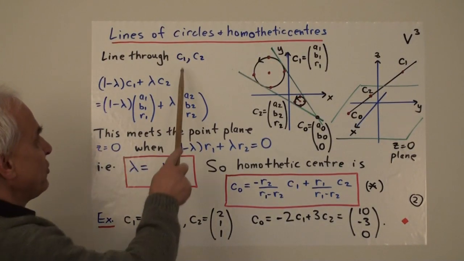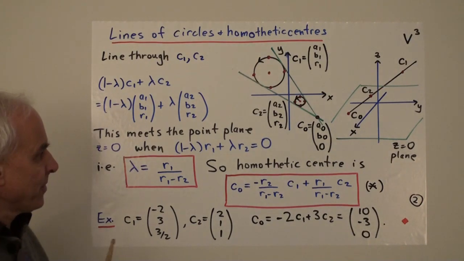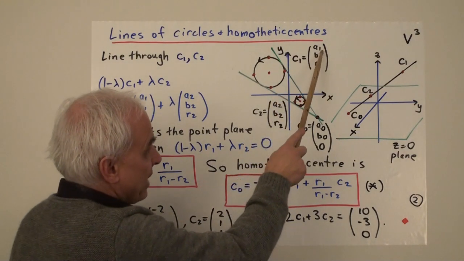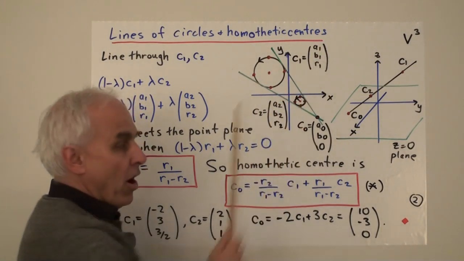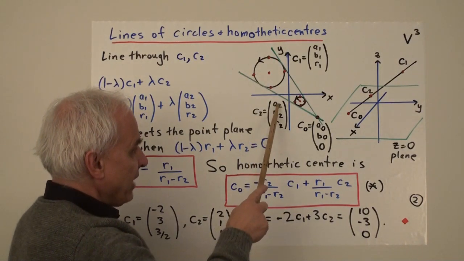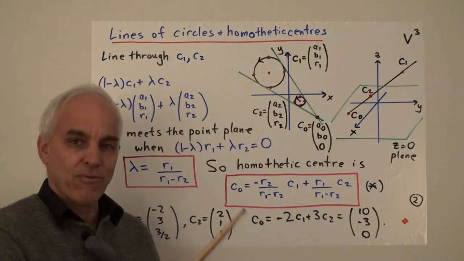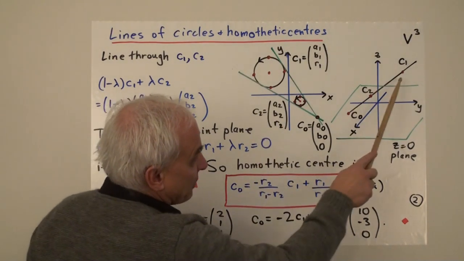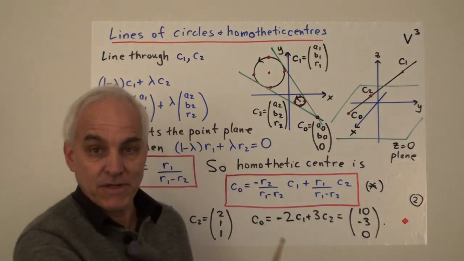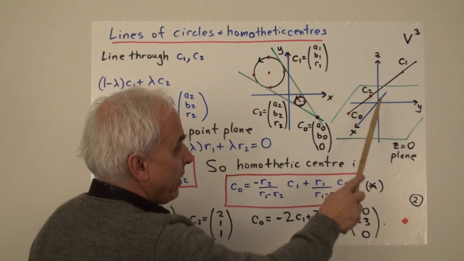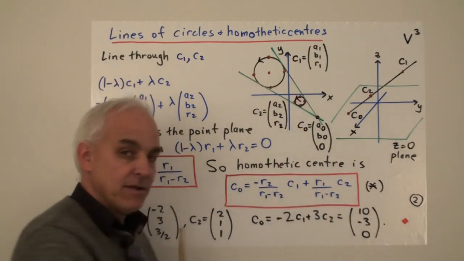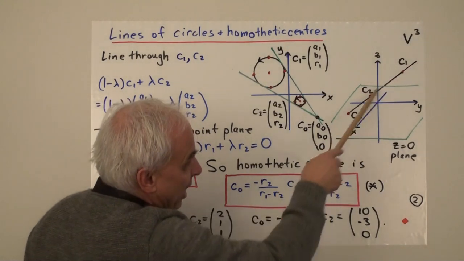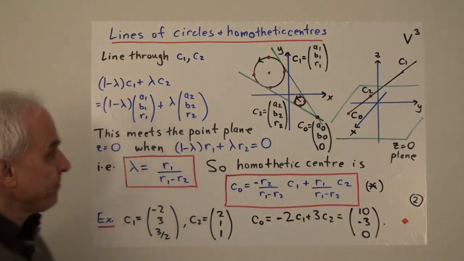So let's suppose that we have two circles, C1 and C2, and in the plane, here are C1 and C2. Let's say C1 is now represented by the vector A1, B1, R1, and C2 is represented by the vector A2, B2, R2. Just another way of writing down what the signed circle is. These are actually corresponding to points over here in the three-dimensional relativistic space. That might be the point C1 and the point C2 corresponding to these signed circles. And now let's have a look at the line that joins C1 and C2.